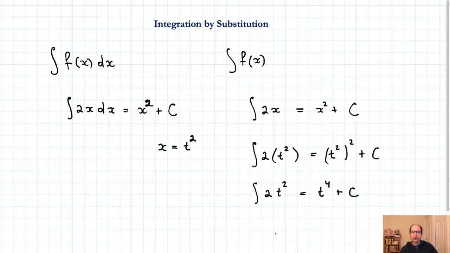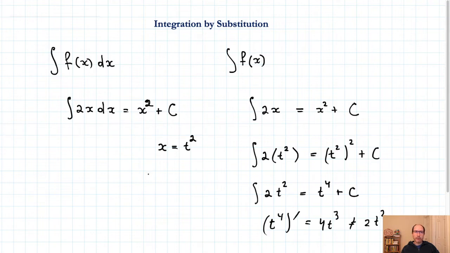Now note that this result is actually incorrect. The antiderivative of 2t squared is not t to the fourth, because if we take the derivative of t to the fourth, this derivative would equal 4t cubed and not 2t squared. So there is something wrong going on here, and the dx at the end of the integral is something that corrects what goes wrong here.